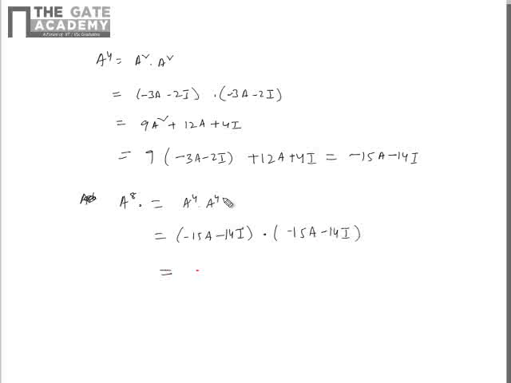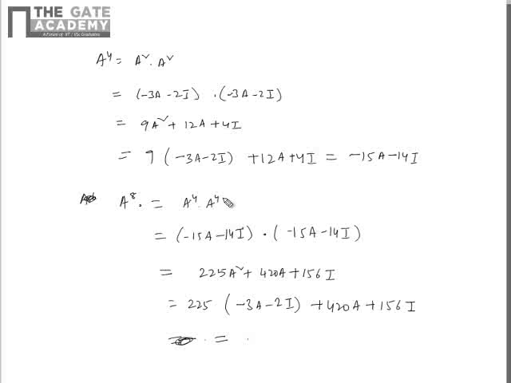So this will basically become 225 A square plus 420A plus 196I, since 14 square is 196. Now again I can take 225 common, and A square is again minus 3A minus 2I, and the remaining is all the same, 420A plus 196I. So the basic idea is getting everything in terms of A and I.